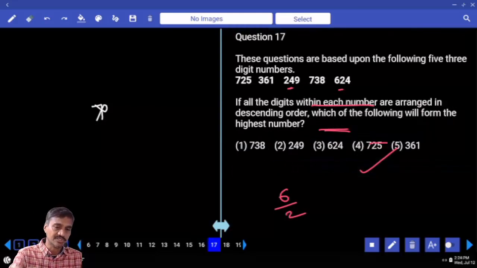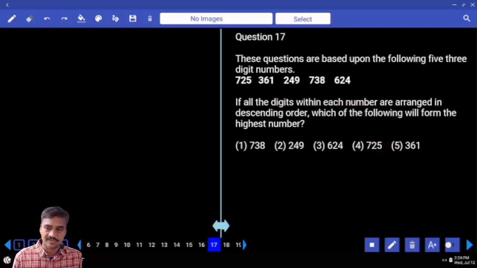And next one, the 17th one. If all the digits within each number are arranged in descending order, which of the following will form the highest? Now the digits are arranged in descending order, and descending order means which digit comes at the first place? The highest digit. Among the highest, we need to check which is the highest. Now 9 is there, and 249, that is the choice.